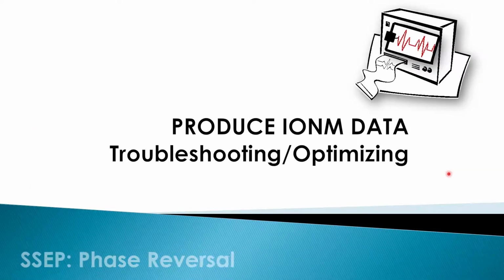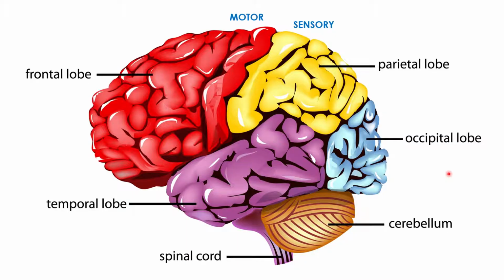Let's talk about using SSEP and trying to identify the central sulcus using a phase reversal technique. We know that the central sulcus divides the sensory and the motor tracts.